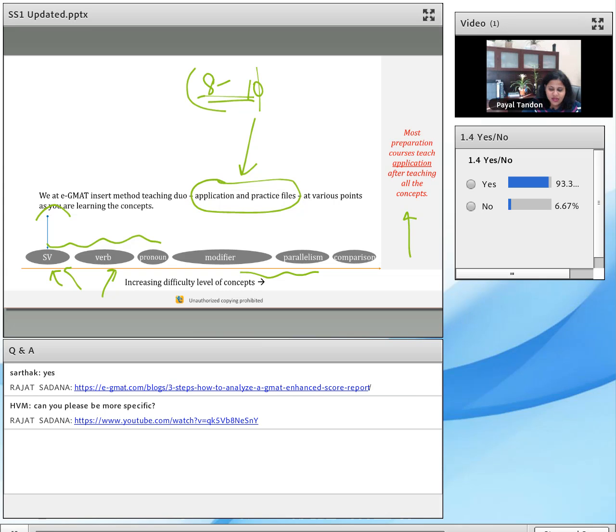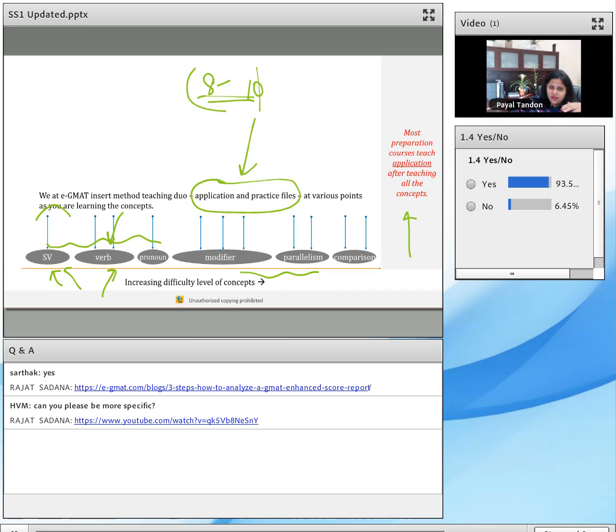Likewise, when you get to the application and practice files in verbs, you're going to have questions that are only testing you on subject, verb, and verbs. You're not going to have any nuanced errors in modifiers or parallelism or comparison, right? And so on and so forth.